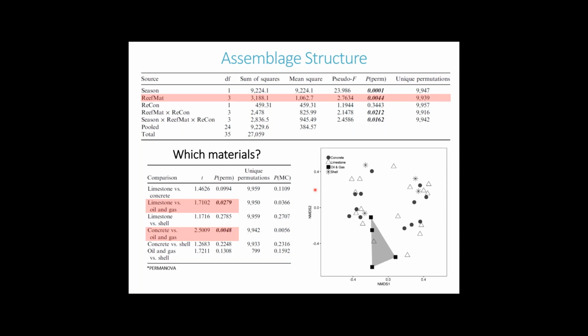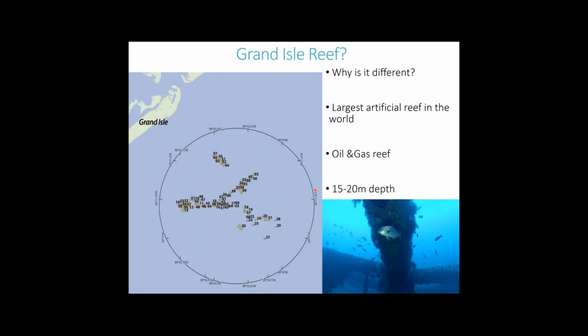And if we look at the NMDS, these are the same positions of the reefs as the previous slide, but this time we highlighted the oil and gas reefs. They cluster together in this NMDS plot. So it's just oil and gas that seem to be different.